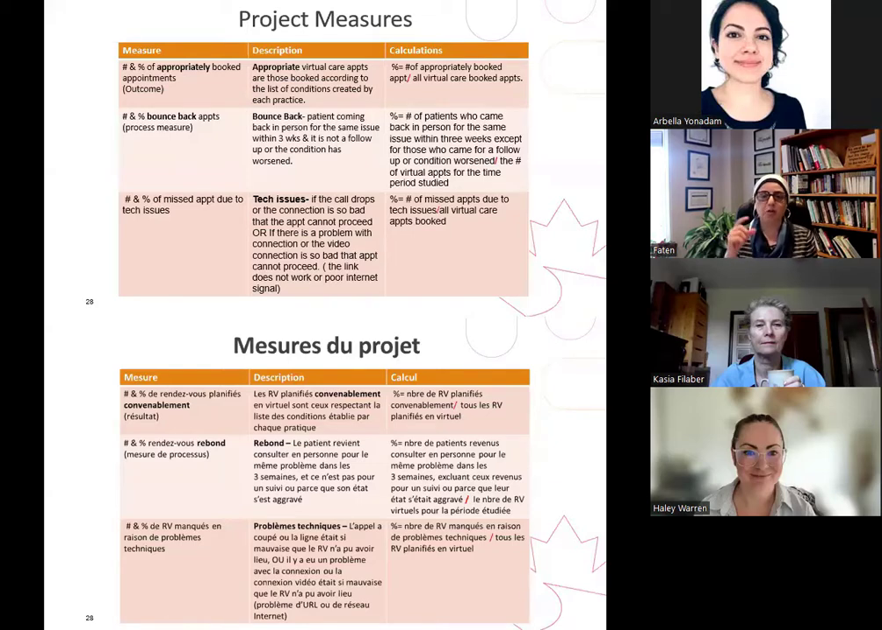So we did decide to calculate both number and percentage of each measure, and calculating the percentages will allow us to compare across. So let's take the example of bounce back measure. How did we do that? So the way that we calculated bounce back measure was we took the number of patients who came in in-person for the same issue within 3 weeks. So anybody who came back for the same issue within 3 weeks, but not those who came back for a follow-up or a worsening condition. And we divided that by the total number of virtual care appointments for that same time period study.